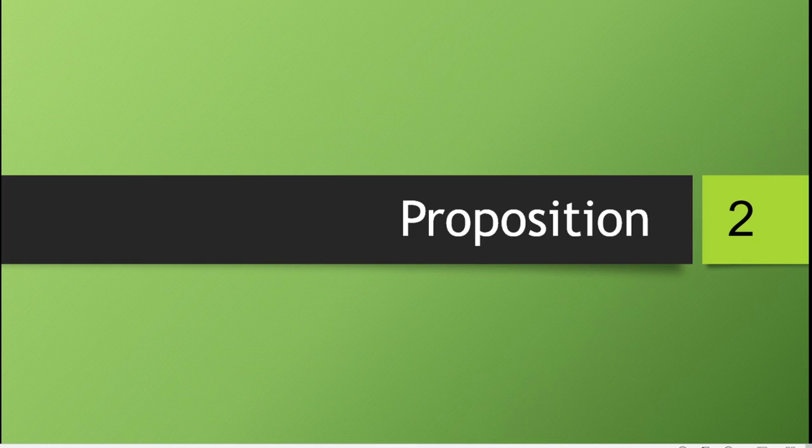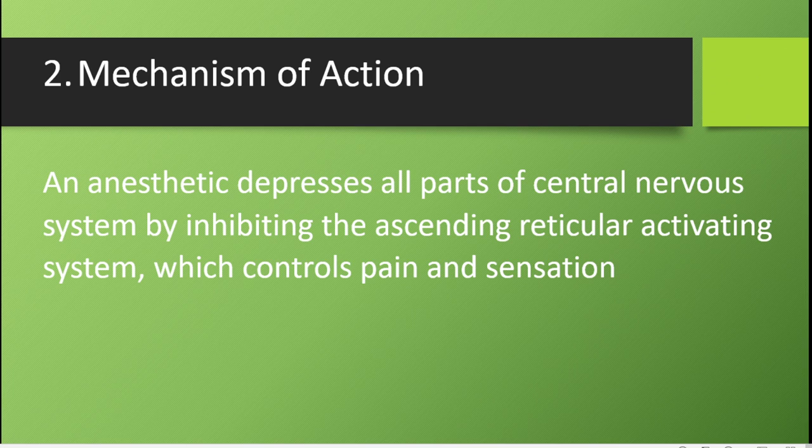Proposition number 2: mechanism of action of anesthetic drug. An anesthetic drug will depress all the parts of the central nervous system by inhibiting the ascending reticular activating system present in the cerebrum, which controls pain and sensation. Because of depression of these particular centers in the brain, the animal will not feel any pain as well as sensation while we perform the experiment.